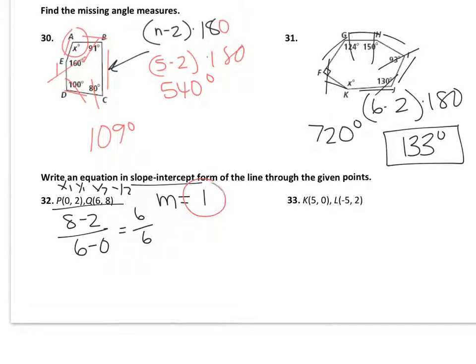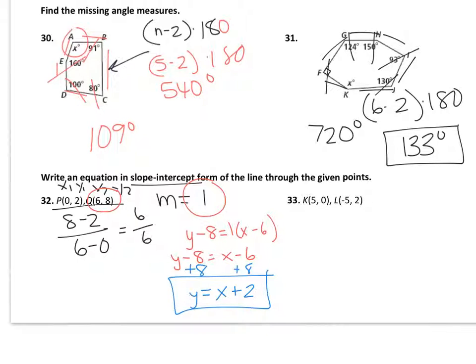Then I take the slope and 1 point and write it into point-slope form. So it's y minus 8 equals 1 times x minus 6. And now I need to solve for y. So it's y minus 8 equals x minus 6. So I add 8 to each side, so y equals x plus 2. A faster way of doing that problem is looking at this, which is actually the y-intercept. 2 is the y-intercept because x is 0.